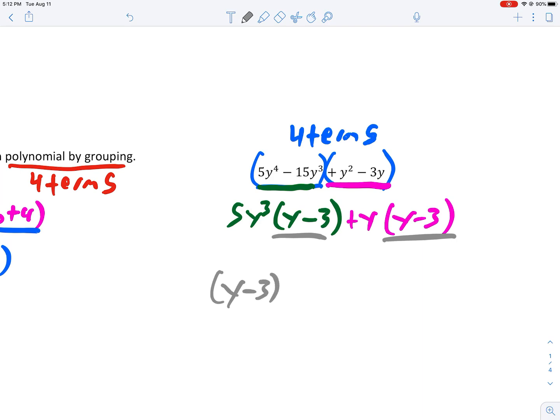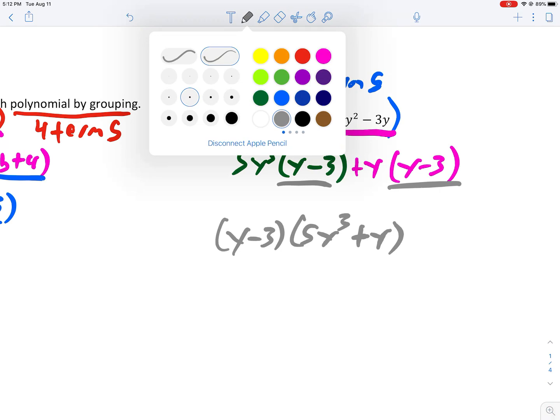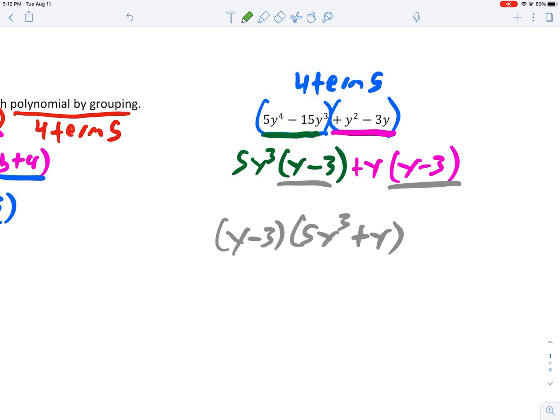So if you factor that out, it's basically like this is disappearing, right? What would be left? Well, that would be the 5y cubed plus y. Now I told you we can still have GCFs, we can still have difference of squares. I notice here there's a GCF, so I want to factor that out. The y minus 3, there's nothing wrong with that. But here, in that second group there's a y. So I can factor out a y, and you get 5y squared plus 1.